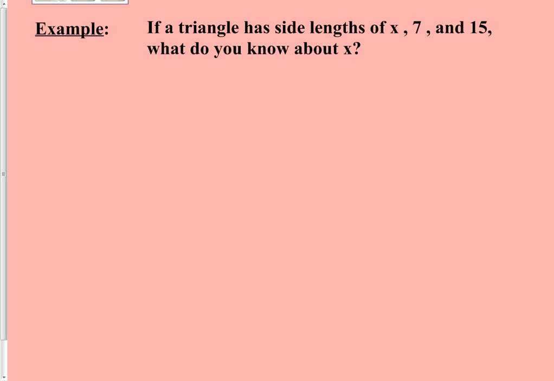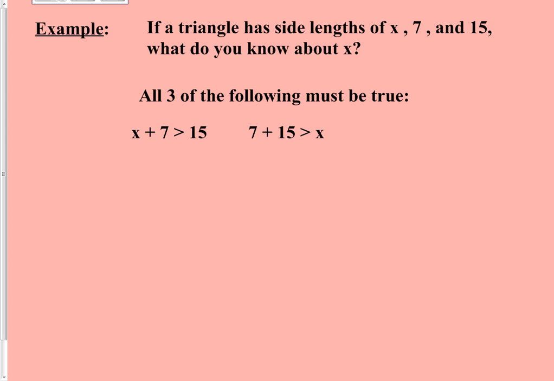Okay, let's look at another one, see if we got the grip on that. If a triangle has side lengths of x and 7 and 15, what do you know about x? Well, once again, all three of the following inequalities must be true. x added together with 7 must be larger than 15. 7 added together with 15 must be larger than x. And 15 added together with x must be larger than 7.